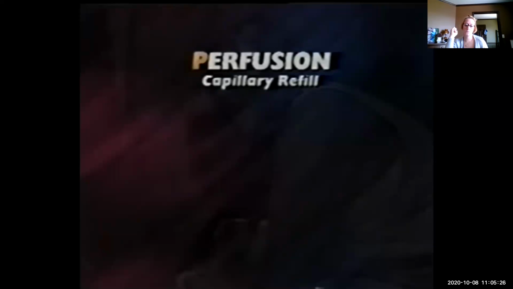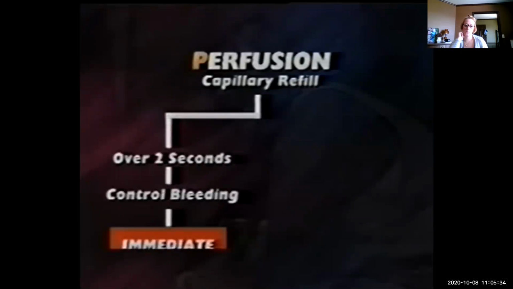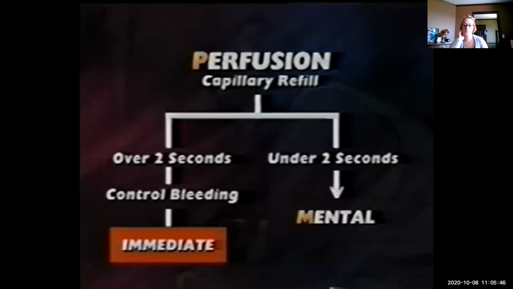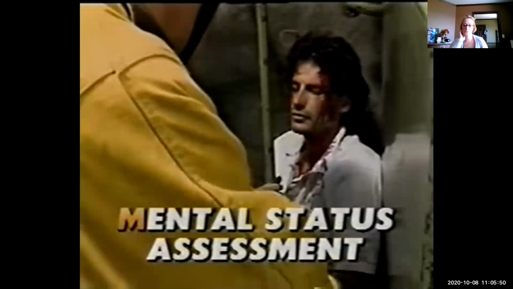On the START flowchart, the perfusion assessment looks like this. Check capillary refill by pressing down on the patient's nail bed. If color does not return within 2 seconds, categorize the patient immediate. Elevate the legs and control bleeding if necessary. If the patient has adequate perfusion, the nail bed capillaries will refill within 2 seconds and you will proceed to the third and final assessment, mental status.